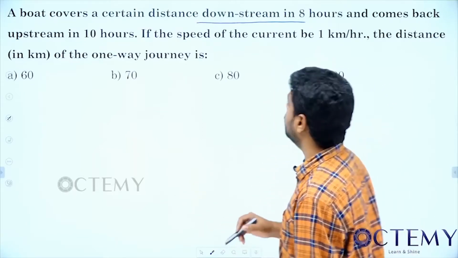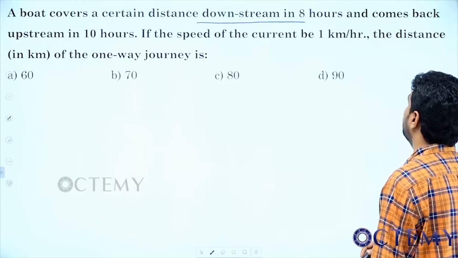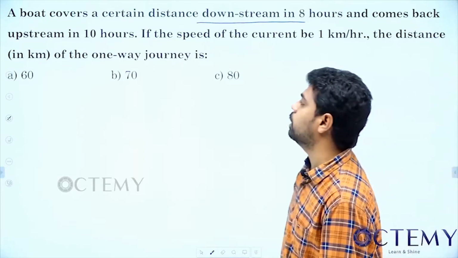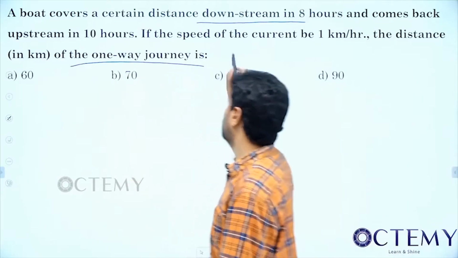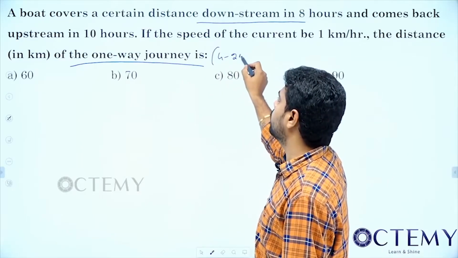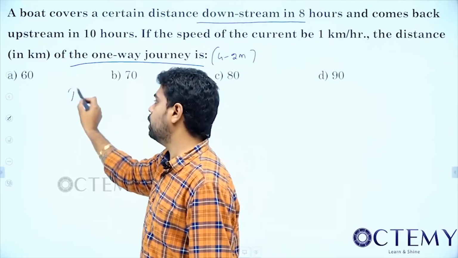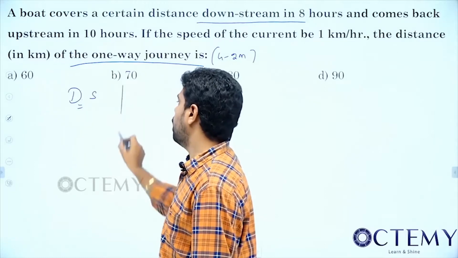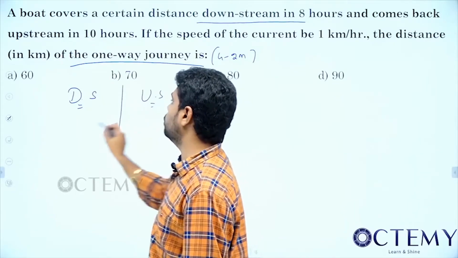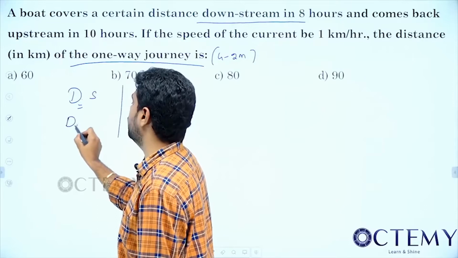So what is he asking? If the speed of the current is 1 kilometer per hour, the distance of the one-way journey. This is a 2 marks question. So he is asking the distance of the one-way journey. I'll elaborate it. So downstream, upstream. The downstream distance we don't know, so I will take D.